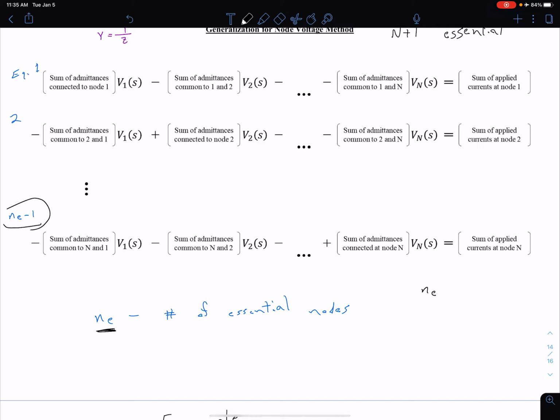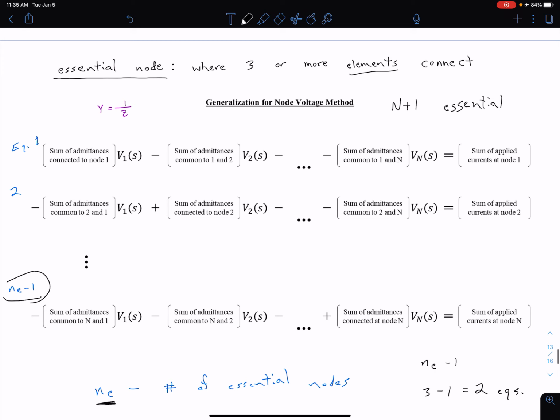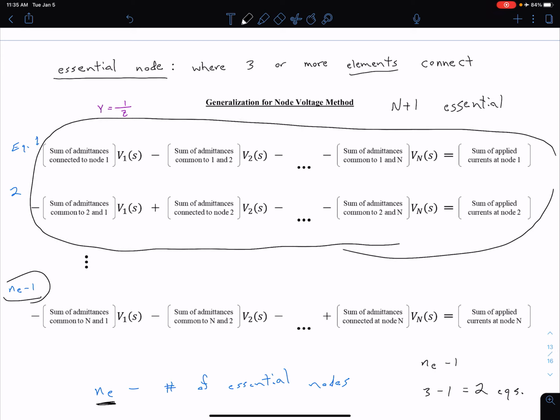So in this case, N sub E minus 1 is 3 minus 1, which means we're going to need 2 equations. So essentially, for this problem, we're just focusing on the first 2 equations. We don't need anything beyond that. If we had another essential node, we would need a 3rd equation. So you can kind of see how that would scale up.